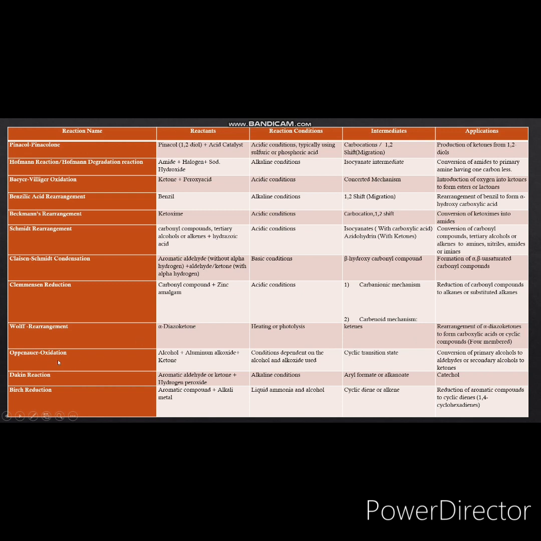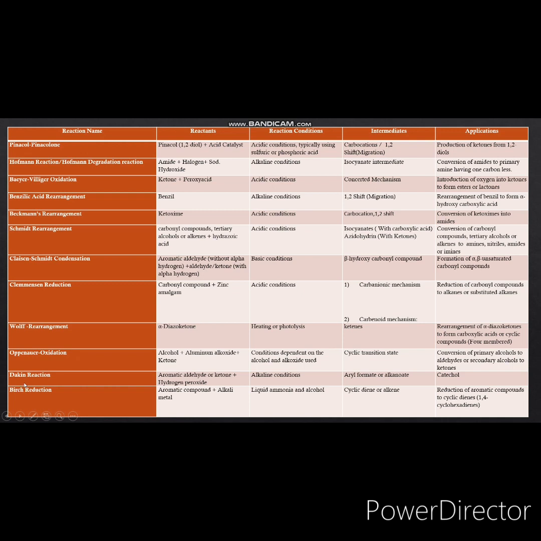The Oppenauer oxidation, as the name indicates, is an oxidation reaction. Here we have to take alcohol. This alcohol will oxidize into ketone, and in this we have to use the characteristic catalyst aluminum alkoxide, especially aluminum isopropoxide, and we have to take one ketone. Condition depends upon the alcohol and alkoxide used, and the characteristic cyclic transition state is the intermediate. Here, conversion of primary alcohol to aldehyde or secondary alcohol to ketone takes place.